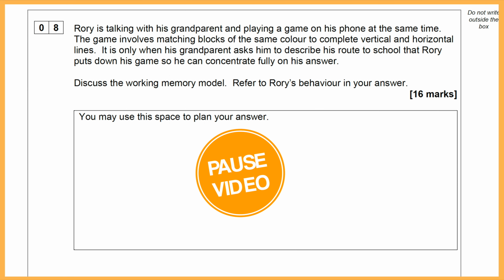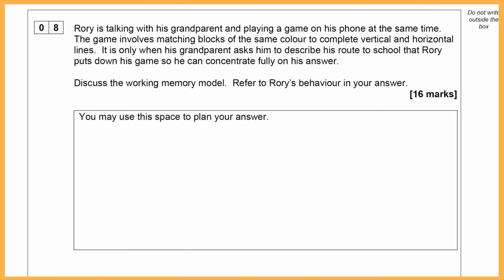Question 8 says, Rory is talking with his grandparent and playing a game on his phone at the same time. The game involves matching blocks of the same colour to complete vertical and horizontal lines. It's only when his grandparent asks him to describe his route to school that Rory puts down his game so he can concentrate fully on his answer.